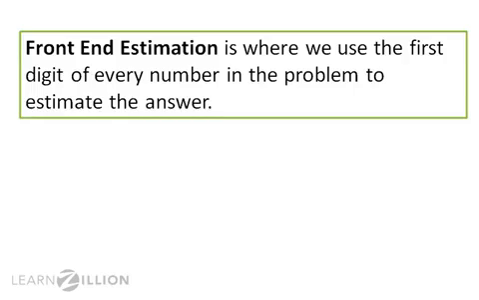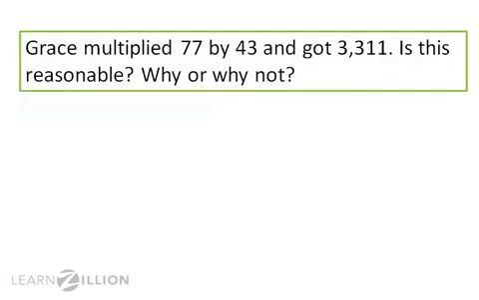Front-end estimation is when we keep the first digit of our factors the same, and then we multiply. Let's look at a problem to try out this idea. Grace multiplied 77 by 43 and got 3,311. Is this reasonable? Why or why not? Well, Grace multiplied 77 times 43, so we'll write this down.